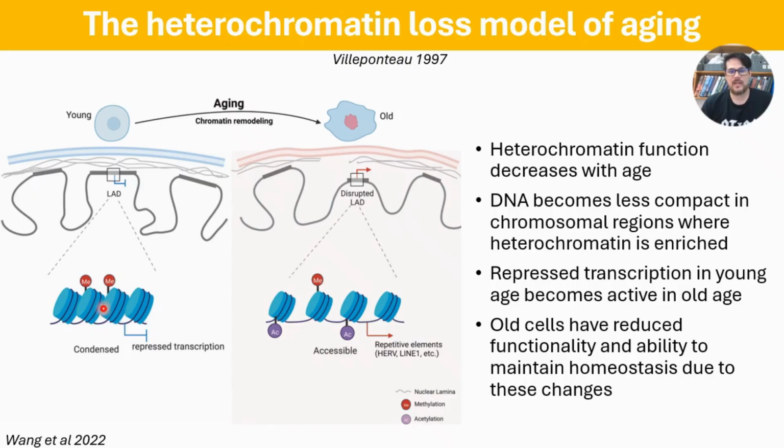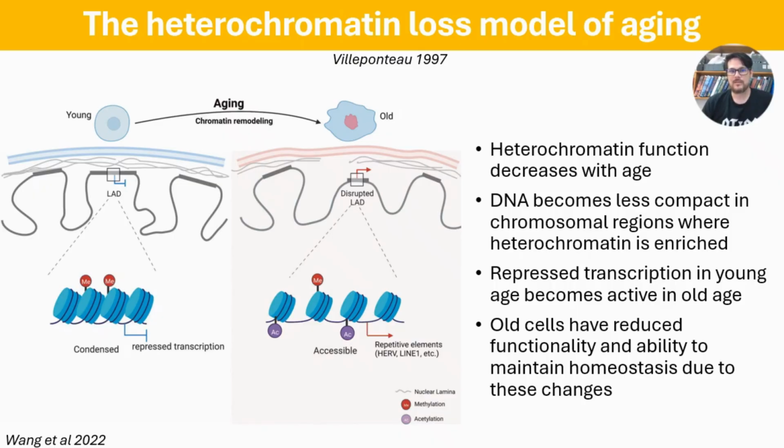But as the cells age, those histone modifications change. There's less methylation that represses transcription. There's more acetylation that enhances transcription. And overall, the chromatin state shifts towards something that's more euchromatin-like, where transcription is possible. Genes can be transcribed as well as repetitive elements or transposons like these ones here. And that de-repressed transcription is potentially quite detrimental because the cells have changed gene expression, they have altered functionality, and they can't maintain homeostasis as well because of it.